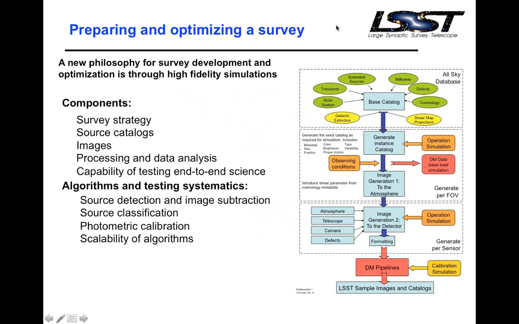That involves simulating the sky itself by producing cosmological catalogs as well as catalogs of solar system objects, transients, etc. And then doing a very high fidelity tracing of what the light from those individual objects in the catalog will do as it passes through the atmosphere and on into the optics and the camera of our system. We do that photon by photon, which is a very new approach for optical astronomy.